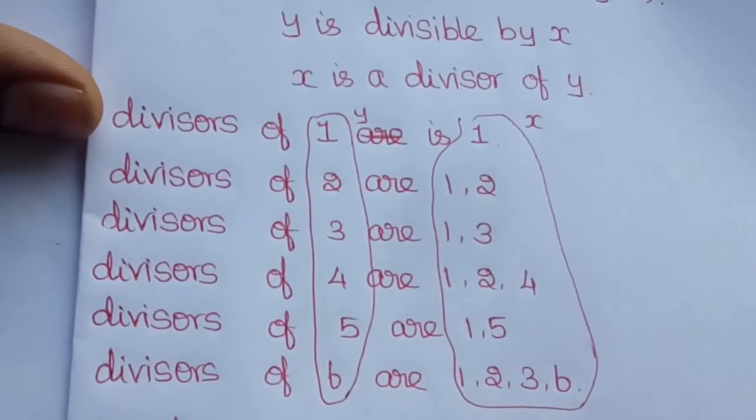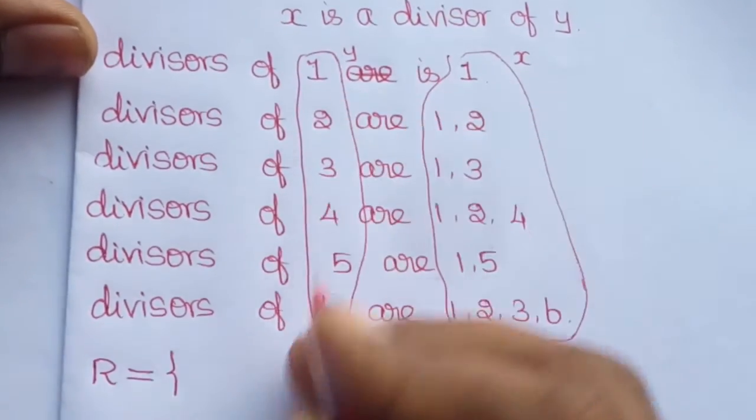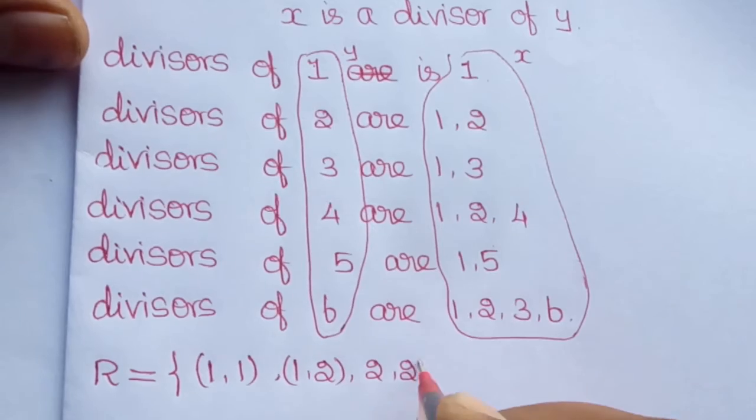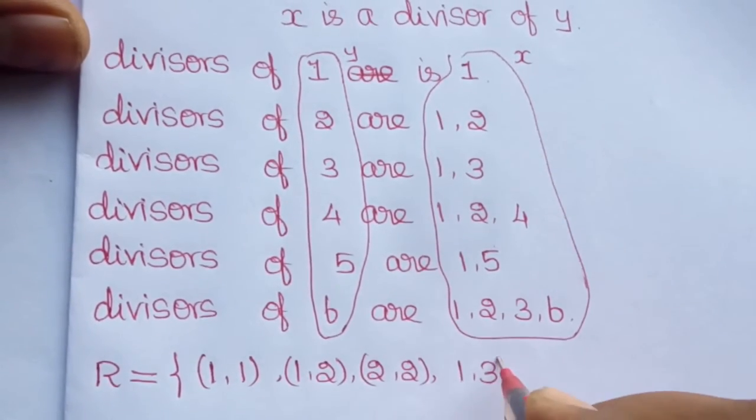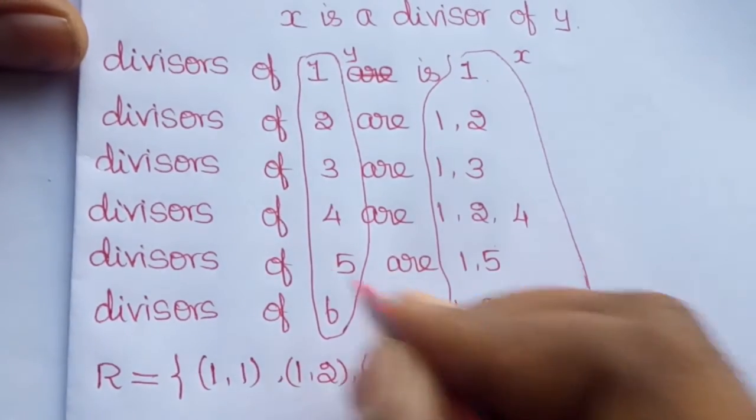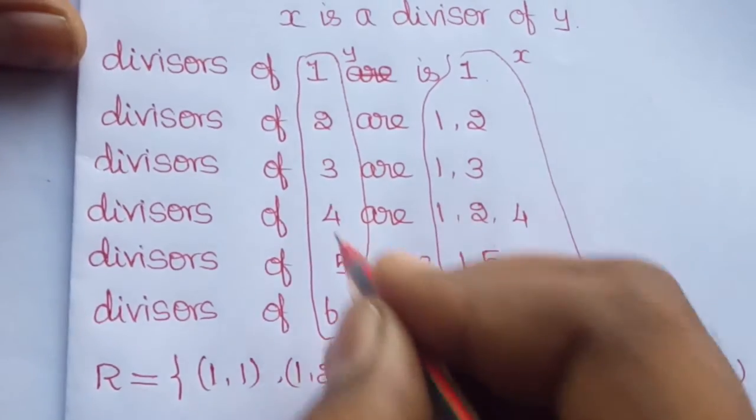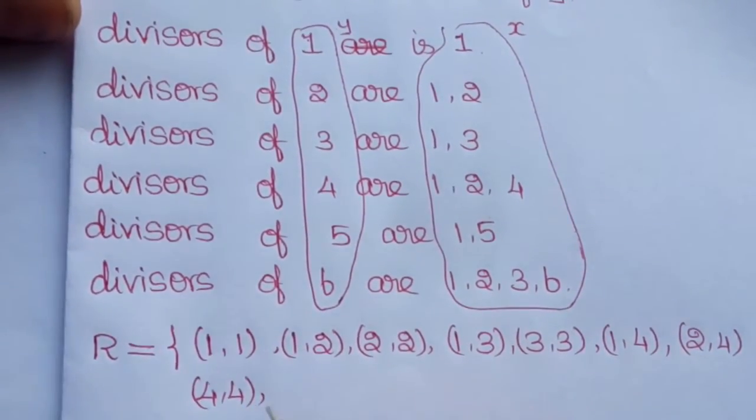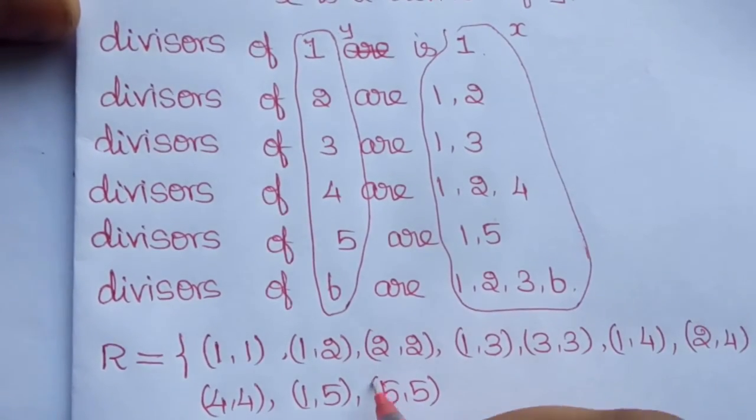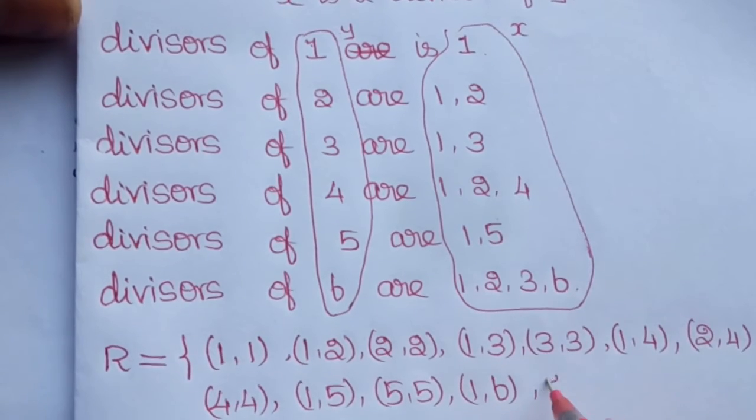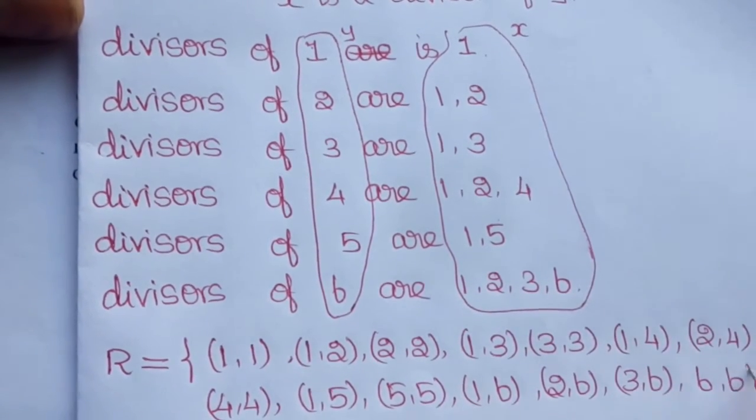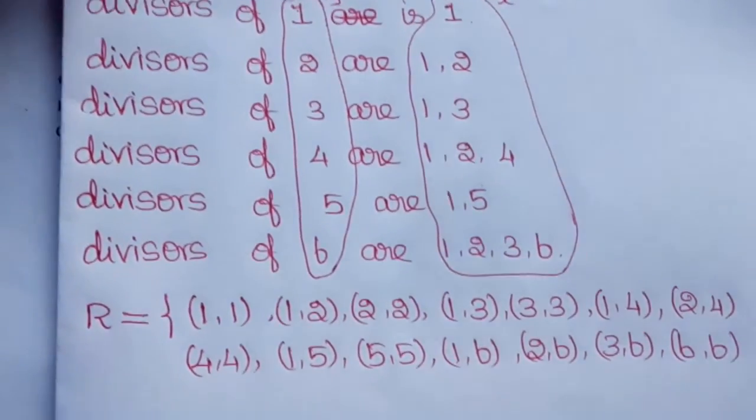So the elements of R are (1, 1), next (1, 2), (2, 2), (1, 3), (3, 3), next (1, 4), (2, 4), (4, 4), next (1, 5), (5, 5), the next (1, 6), (2, 6), (3, 6), (6, 6). So these are the elements of the relation.